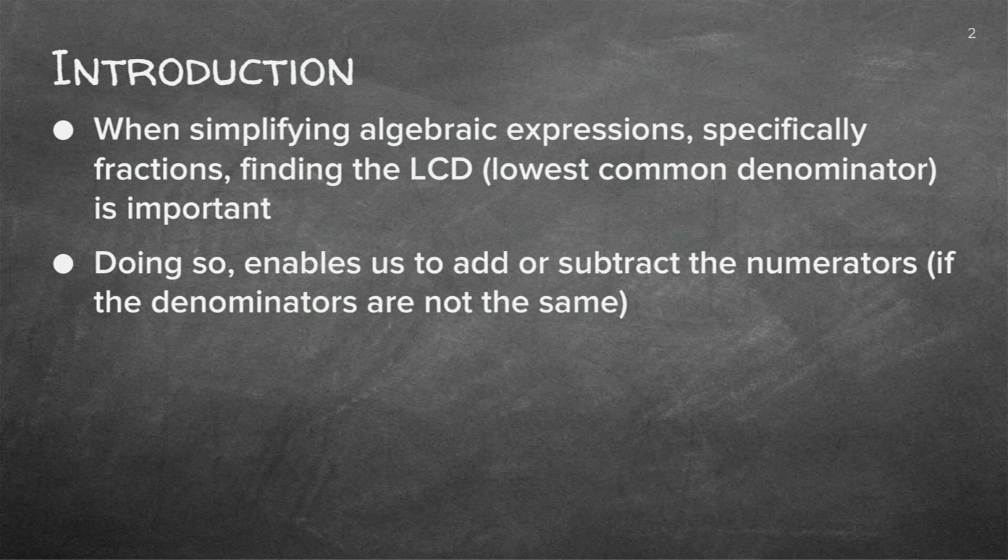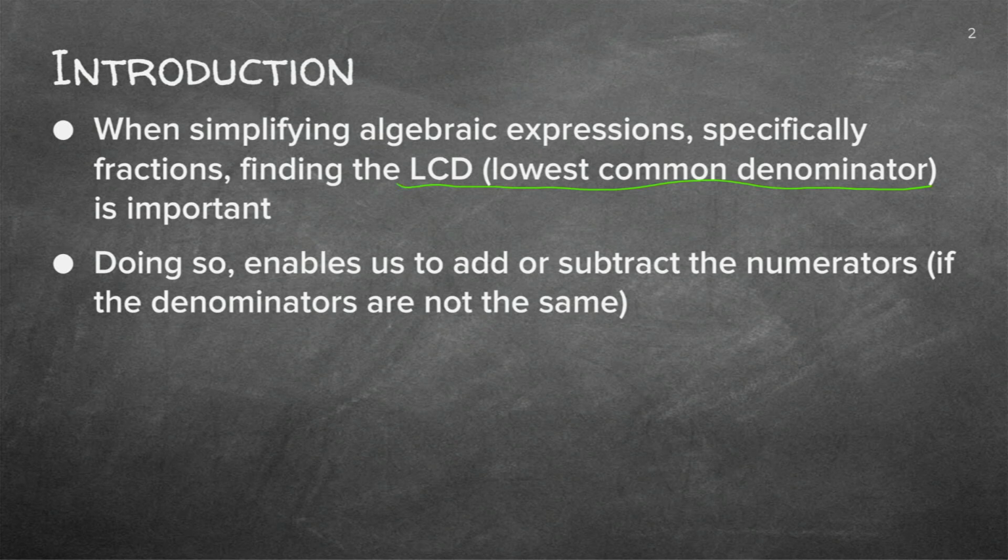When simplifying algebraic expressions, specifically fractions, finding the LCD, the lowest common denominator, is very important. Doing so enables us to add or subtract the numerators if the denominators are not the same. So we need to ensure that the denominators are the same, and if not, we find the LCD. I'll just do one simple example for you.